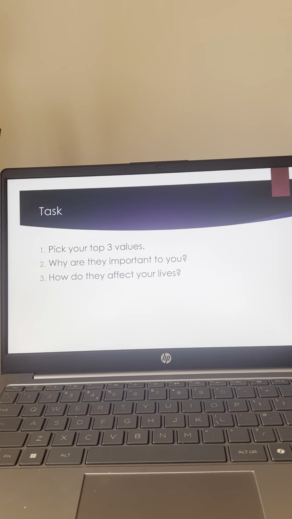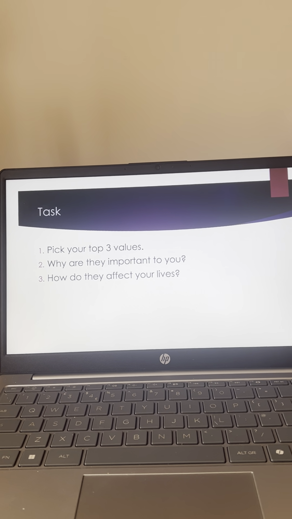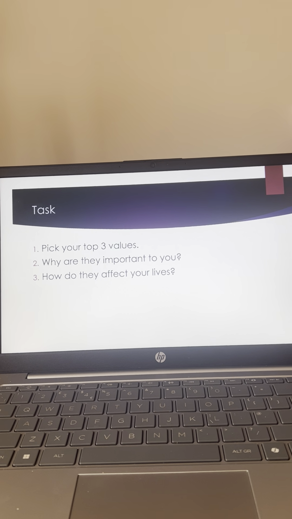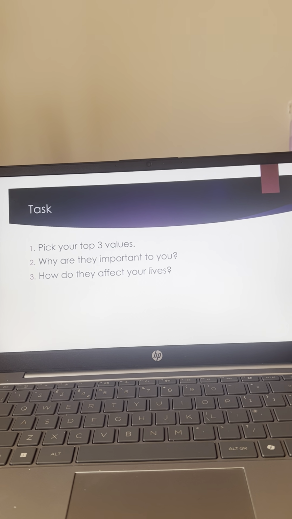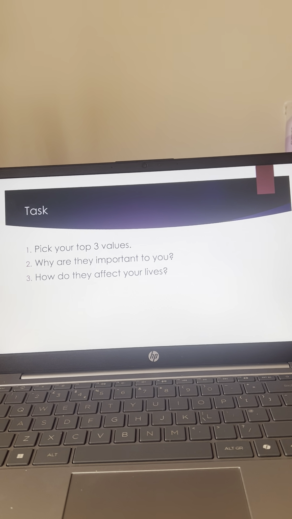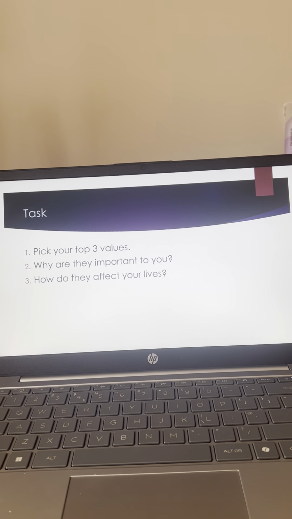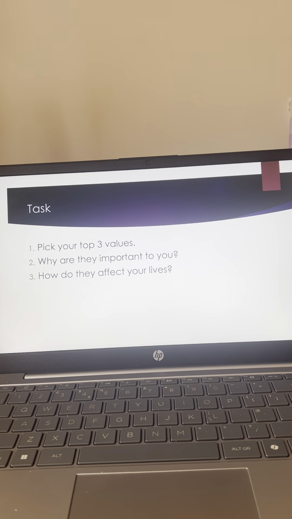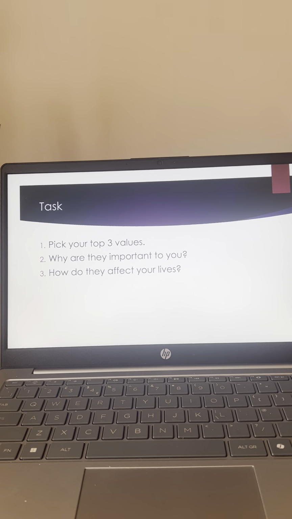Also, I want you to do another task. Pick your top 3 values. Why are they important to you and how do they affect your lives? I want you to write this into your copybook and maybe share with your friend beside you. You do not have to share with the class if you do not want to.